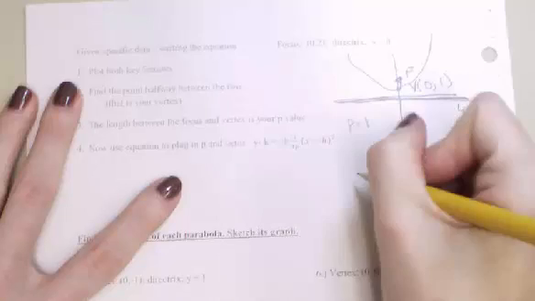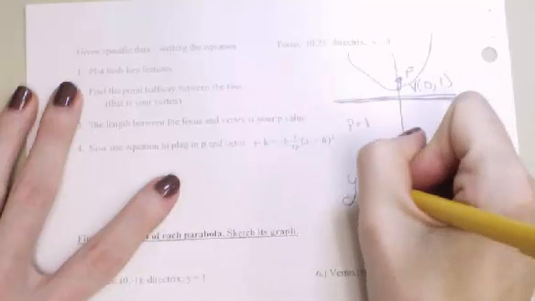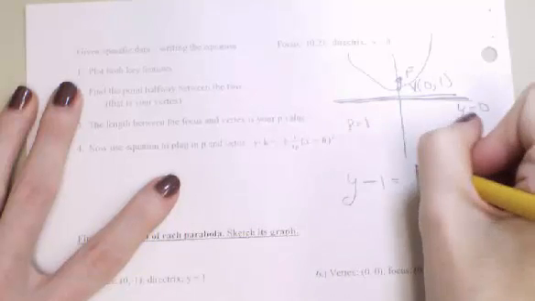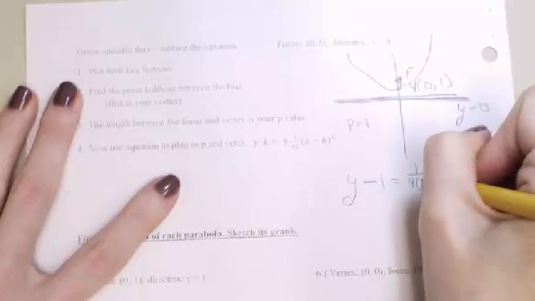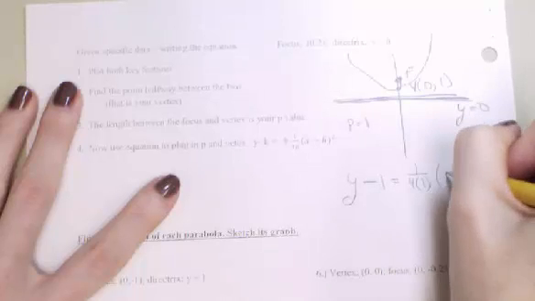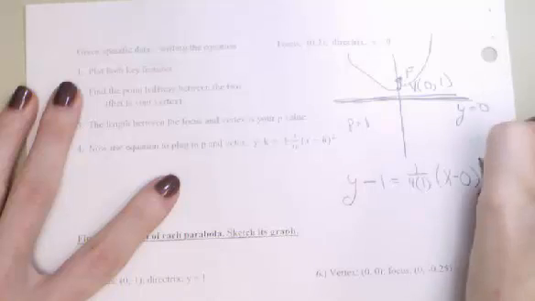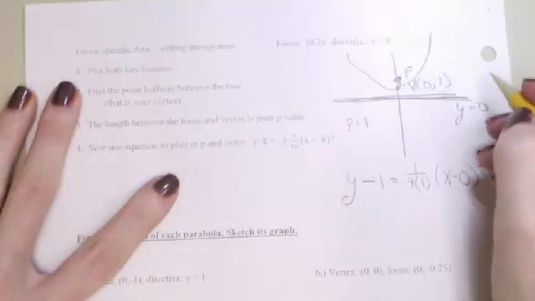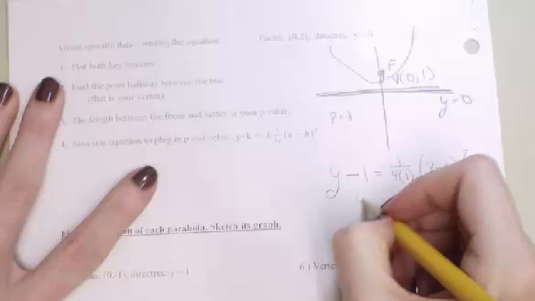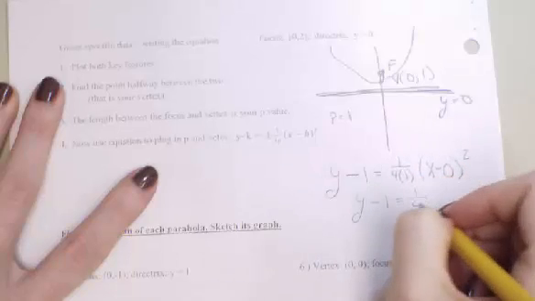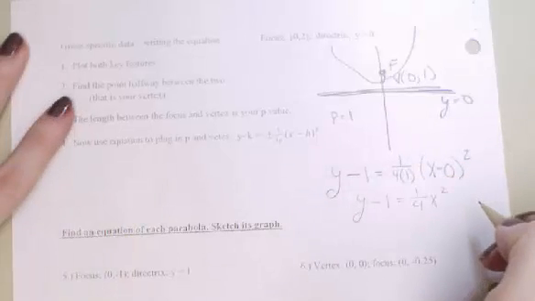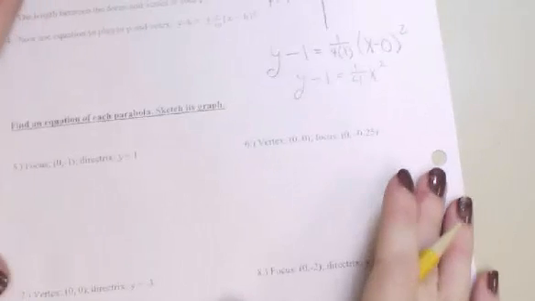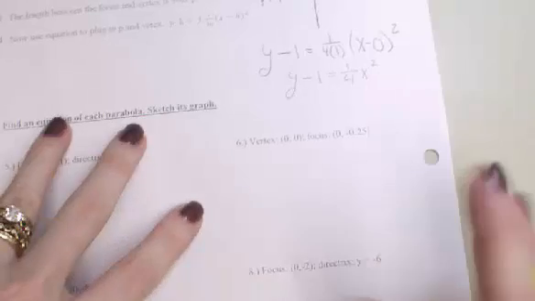So as I set this up, I'm going to say y minus 1 equals 1 over 4 times the 1, and then x minus 0 quantity squared. It opened up, so we'll have a positive. You want to simplify that. It would look just like that. Okay, let's try a different variation of that right here in number 6.